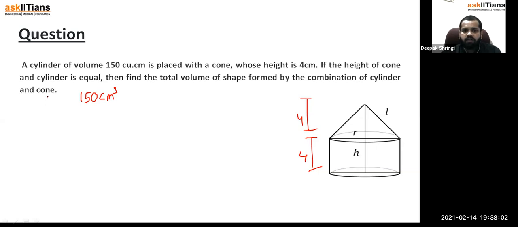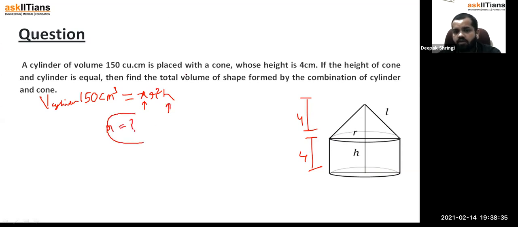150 centimeter cube is the volume of the cylinder. So guys, what is the formula of the volume of a cylinder? You all know, pi r square h. Clear? Both r's are the same in the case of the cylinder and the cone. 150 is the volume of the cylinder, which is equal to pi r square h. You know the value of pi, you know the value of h, you will get the value of r.